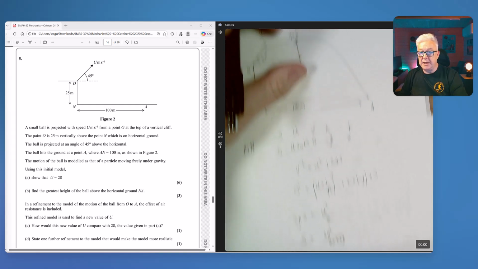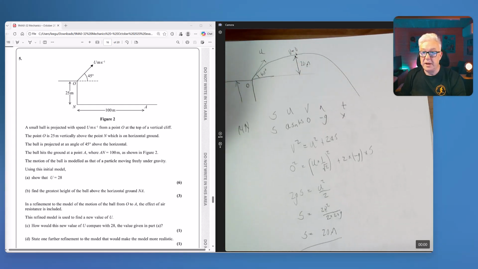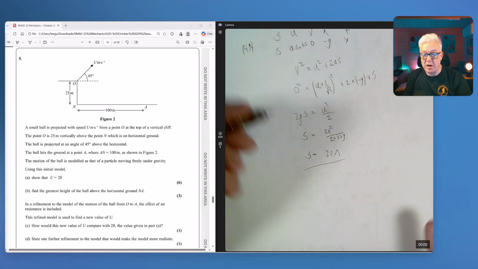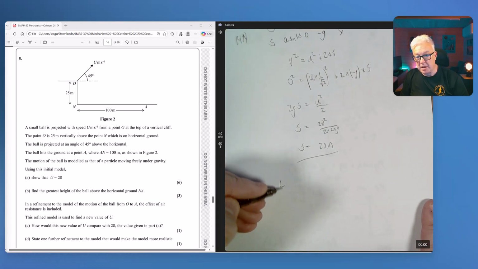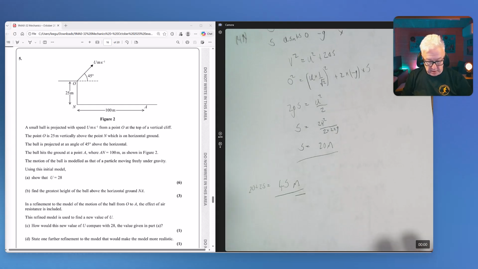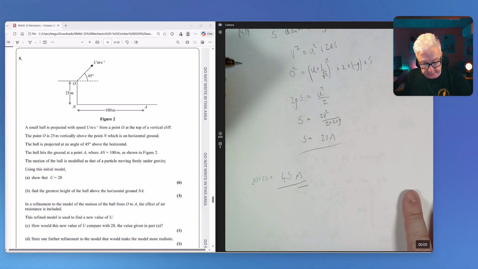Now, 20 is this distance here. That's our 20 meters there. So therefore, there's already 25, and the question's asking for the greatest height above the ground. So the greatest height above the ground is 20 plus 25, which is equal to 45 meters. So that's our answer for our greatest height above the ground. Okay, so that's part B done.